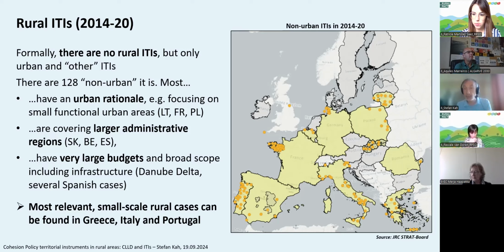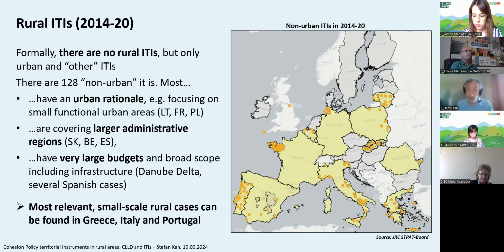So the Lisbon ITI is a non-urban one, which in practice doesn't make any sense. But many other smaller ones are still urban. So the small Lithuanian ones, for instance, which are around relatively small towns, still follow the logic of an urban center, even if it's small, and its surrounding area. Same in France and Brittany and in some of the Polish cases.